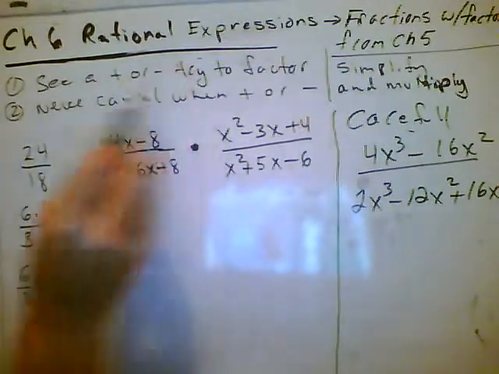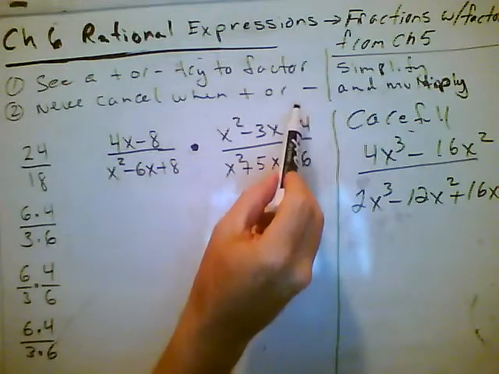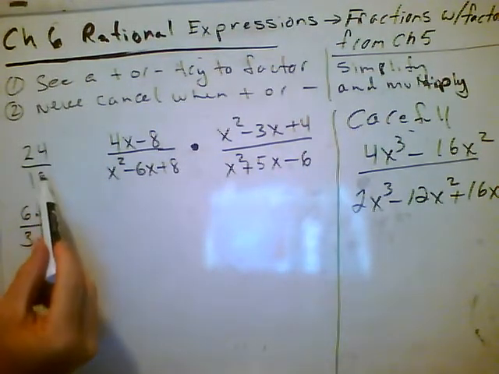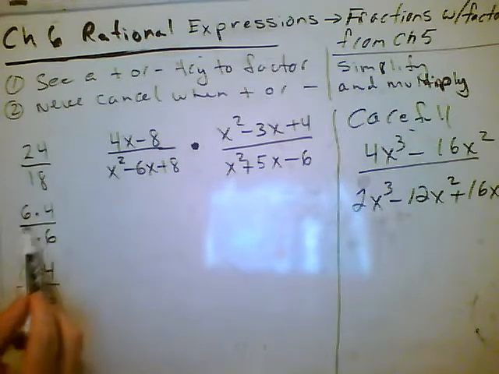These two rules will still apply. If you see a plus or minus, you are going to try to factor them. Never cancel when adding or subtracting. I'm going to take 24/18 because we had done that previously. Remember before we did it as 6 times 4 over 3 times 6.